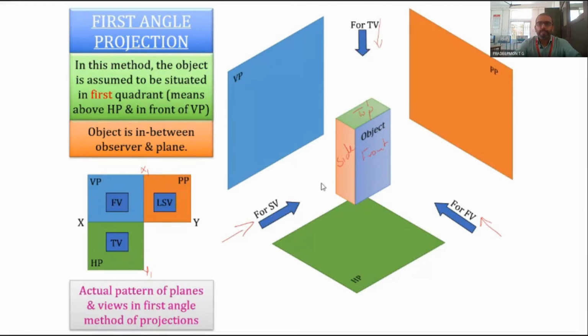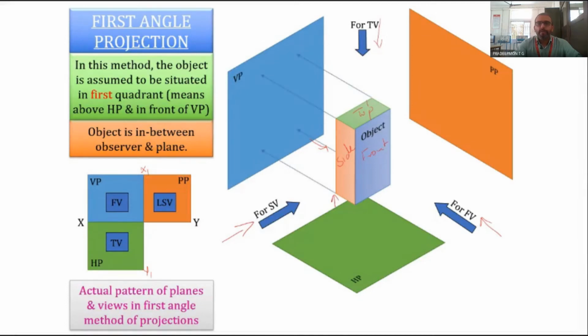In the case of first angle projection, this is the condition of the first angle projection. The object is in front of VP. This is our VP, so it is in front of VP. This is HP, so it is above the HP. And obviously the position of the profile plane can be different depending on the left side view or right side view. In this case, we are going for the left side view, so the profile plane is towards the right.